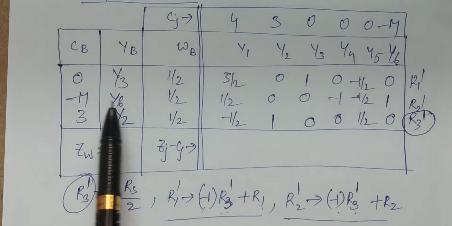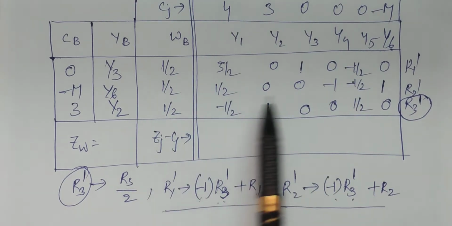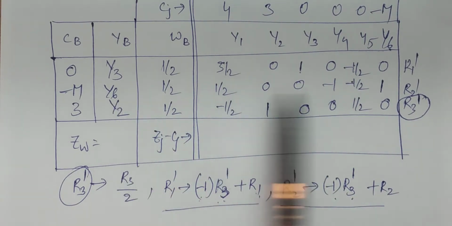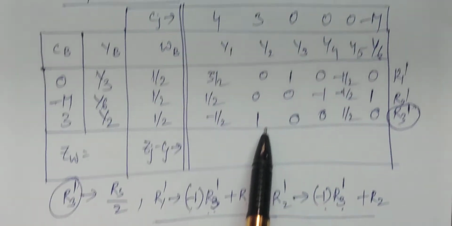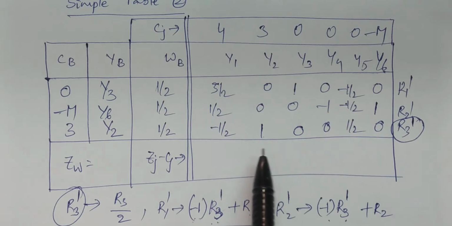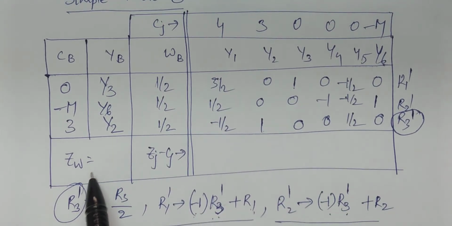You see the elements in Y3. Y3 must be 1 0 0. Yes, right. Y6 is 0 1 0. Y2 is 0 0 1. Right. So these are the calculations you have. And now, after row operations, you have to calculate Z omega again.